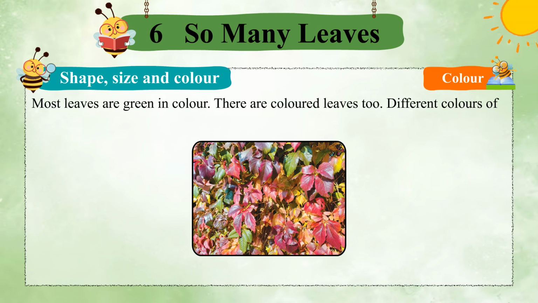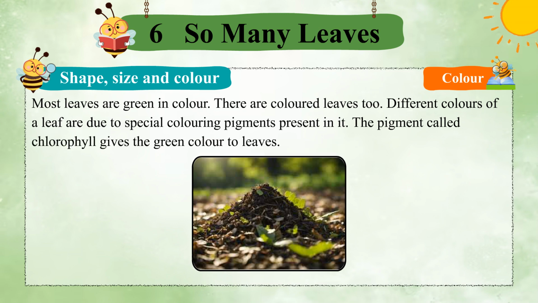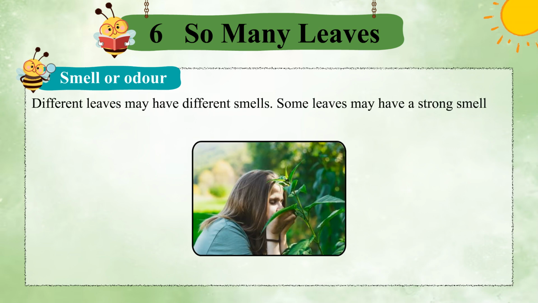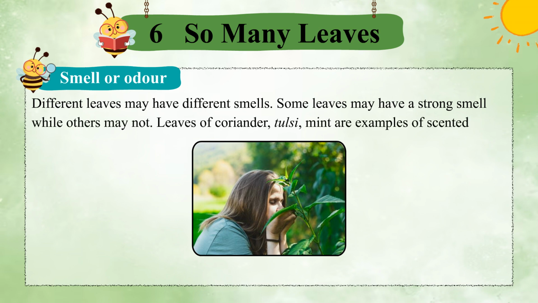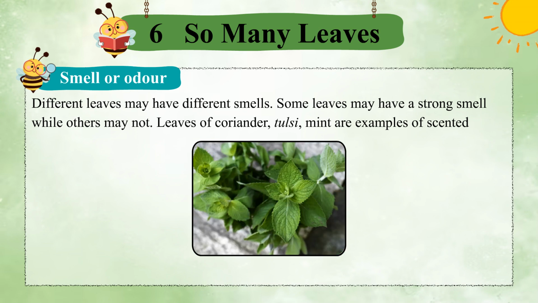Color. Most leaves are green in color. There are colored leaves too. Different colors of a leaf are due to special coloring pigments present in it. The pigment called chlorophyll gives the green color to leaves. Smell or odor: different leaves may have different smells. Some leaves may have a strong smell while others may not. Leaves of coriander, tulsi, mint are examples of scented leaves.